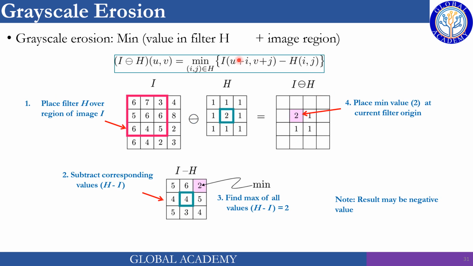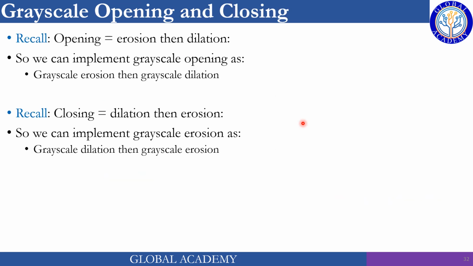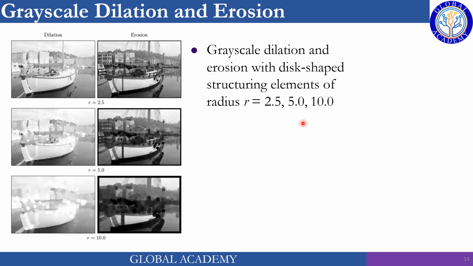Erosion is reverse. It's the minimum of subtraction. So we have this structuring element, original image, place it over the region of the image, and then subtract the corresponding elements, and then compute minimum, which is 2. So place 2 at the center value of the window where structuring element is in fact centered. So originally it was 6, we will get 2. So opening is same, first erosion, then dilation, and closing is just like binary morphology, first dilation and then erosion.